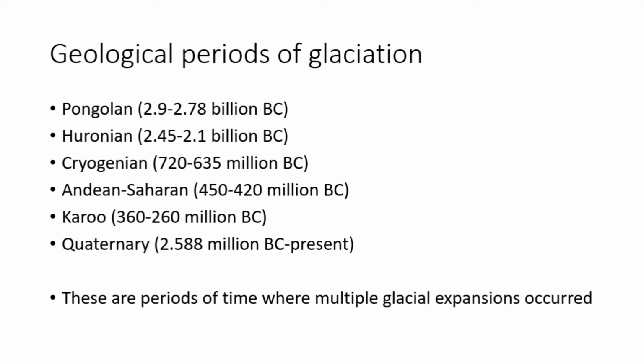There was the Pongolan, which was 2.9 to 2.78 billion years ago. The Huronian, 2.45 to 2.1 billion years ago. The Cryogenian, 720 to 635 million years ago. Nandaean Saharan, 450 to 420 million years ago. And the Karoo, 360 to 260 million years ago. So all the ice ages we've been experiencing over the past 2.5 million years, all those ice ages, they all happened for the other periods of glaciation as well.